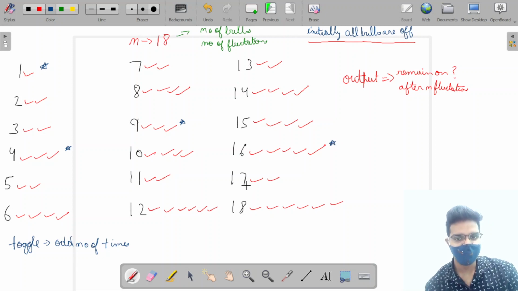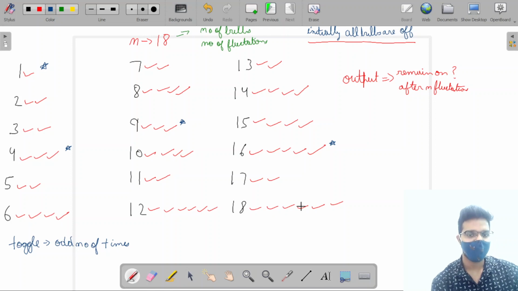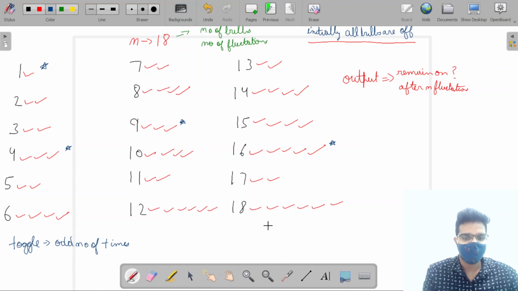Okay, for 17th, off, on, off. So it will remain on. And for 18th, it was initially off, then it got turned on, then again off, then on, off, on and on. So it will remain off, right? Because there is an even number of toggles happening here, and we want an odd number of toggles, right?